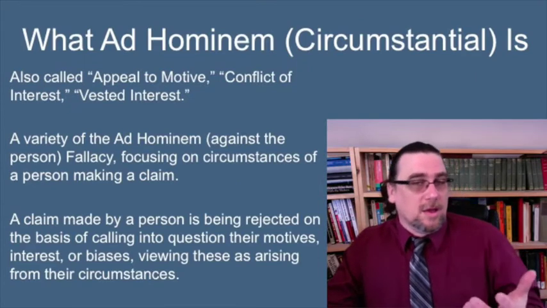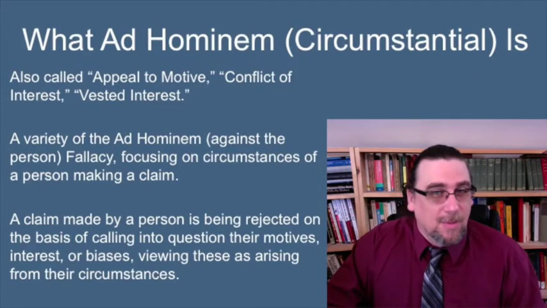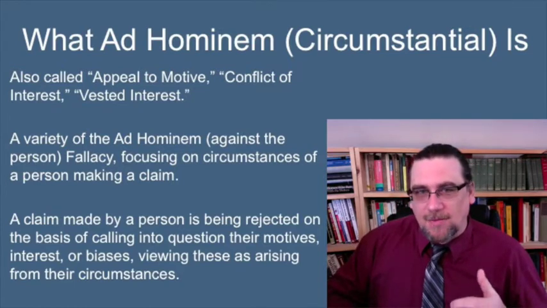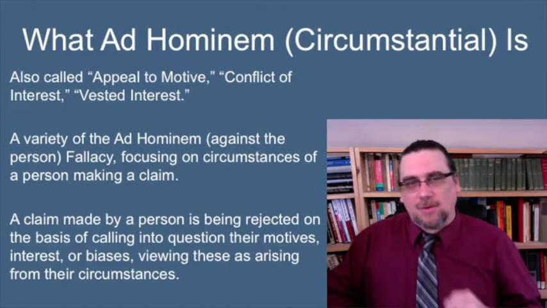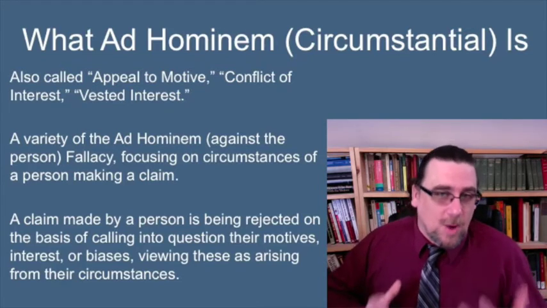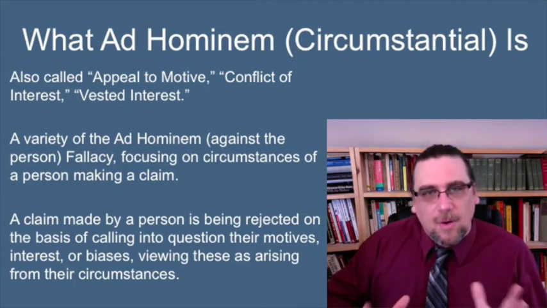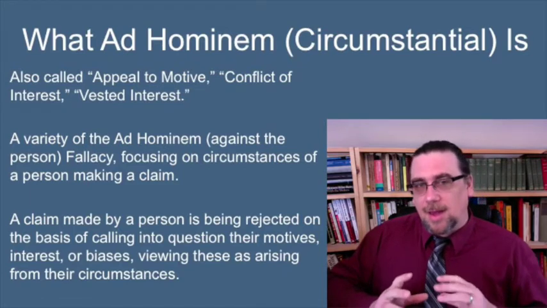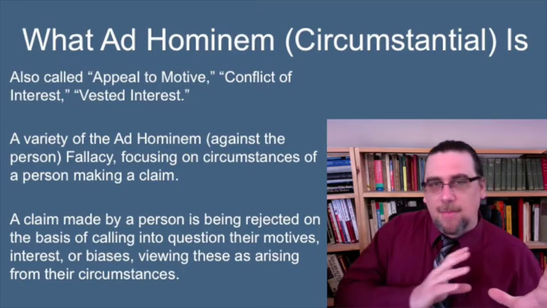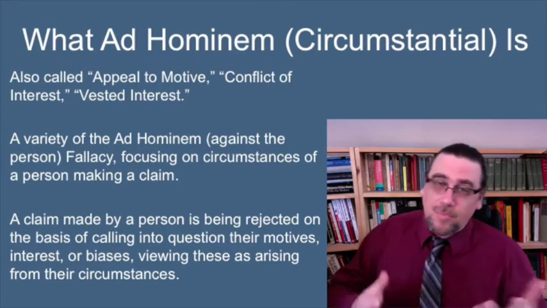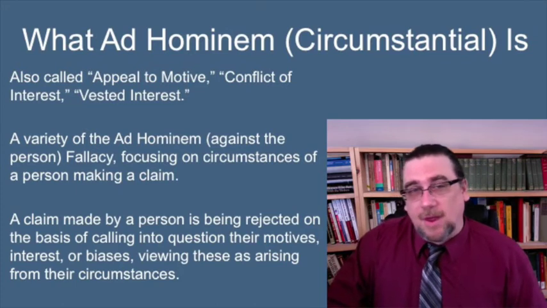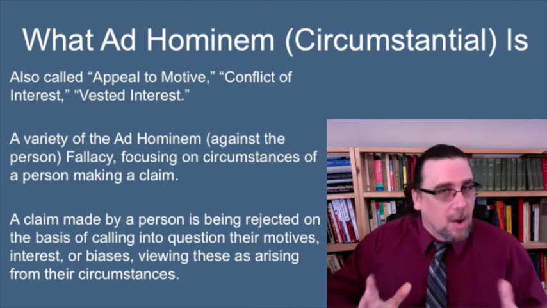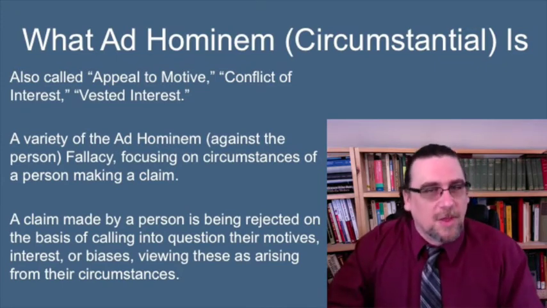So, what is the fallacy of ad hominem circumstantial? Sometimes it's called appeal to motive. When we talk about somebody having a conflict of interest or a vested interest, this is often what is meant. And what we've got here is a variety of the ad hominem, which is Latin for against the person fallacy. Now, ad hominem in general works by attacking a person who's making a claim so that we can then reject the claim. In this case, we do so by focusing on some sort of circumstances of the person who is making the claim. Something about that person or the situation that they're in or the group that they belong to.